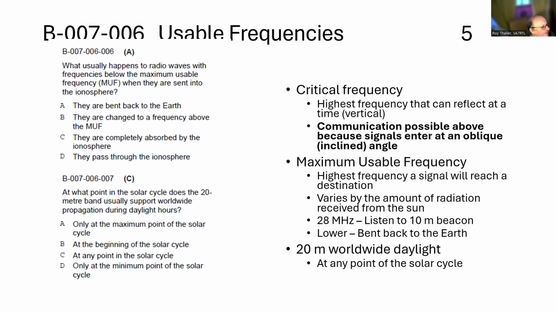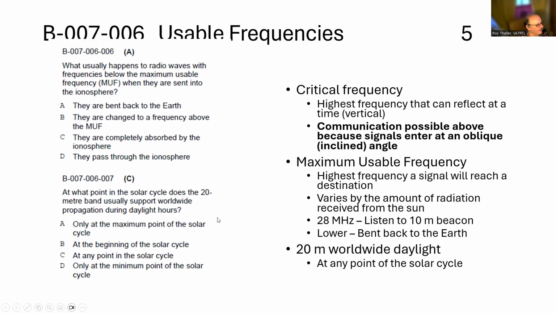What usually happens to radio waves when they are sent into the ionosphere at a frequency below the maximum usable frequency, MUF? They are just bent back to the earth. I mean, that's what you want. If you exceed the maximum usable frequency, then they tend to go through the ionosphere and not bounce back to the earth. So you want them to come back to the earth. So A is the correct answer.